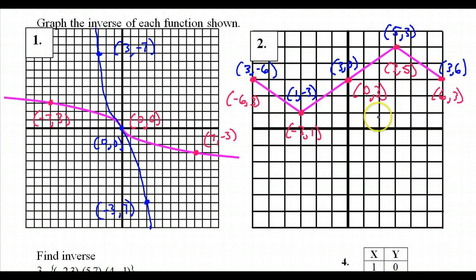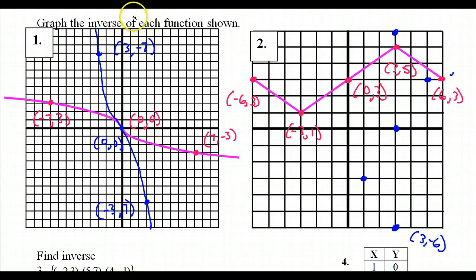So let's go. 3 comma negative 6 would be like right here. Okay, so that's my 3 comma negative 6. All right, 1 comma negative 3 would be right here. 3 comma 0 would be here. 5 comma 3, here's 5 comma 3. And finally 3 comma 6. Okay, that's going to be in the way. Okay, so I'm graphing 3 comma 6 would be right here. All right, now looking at those blue dots.